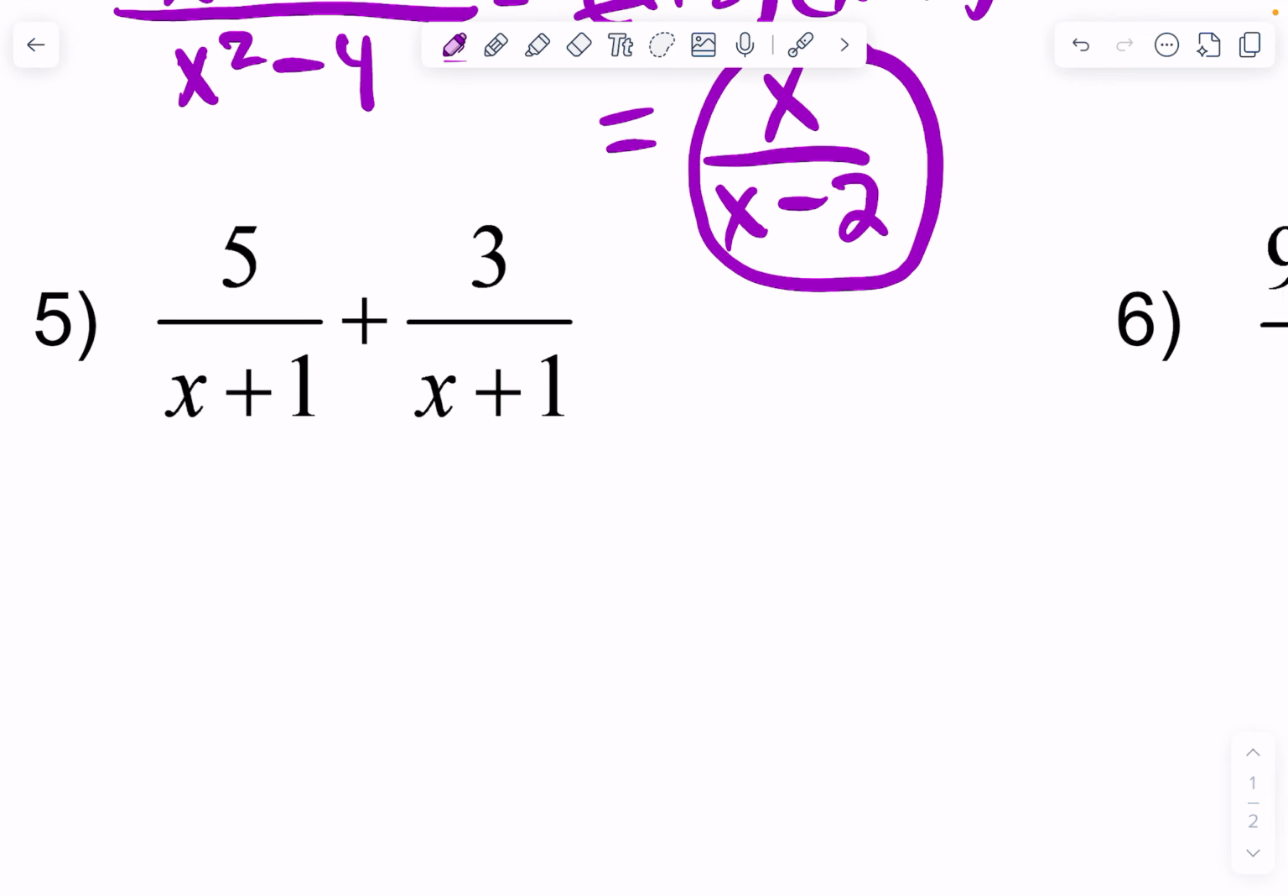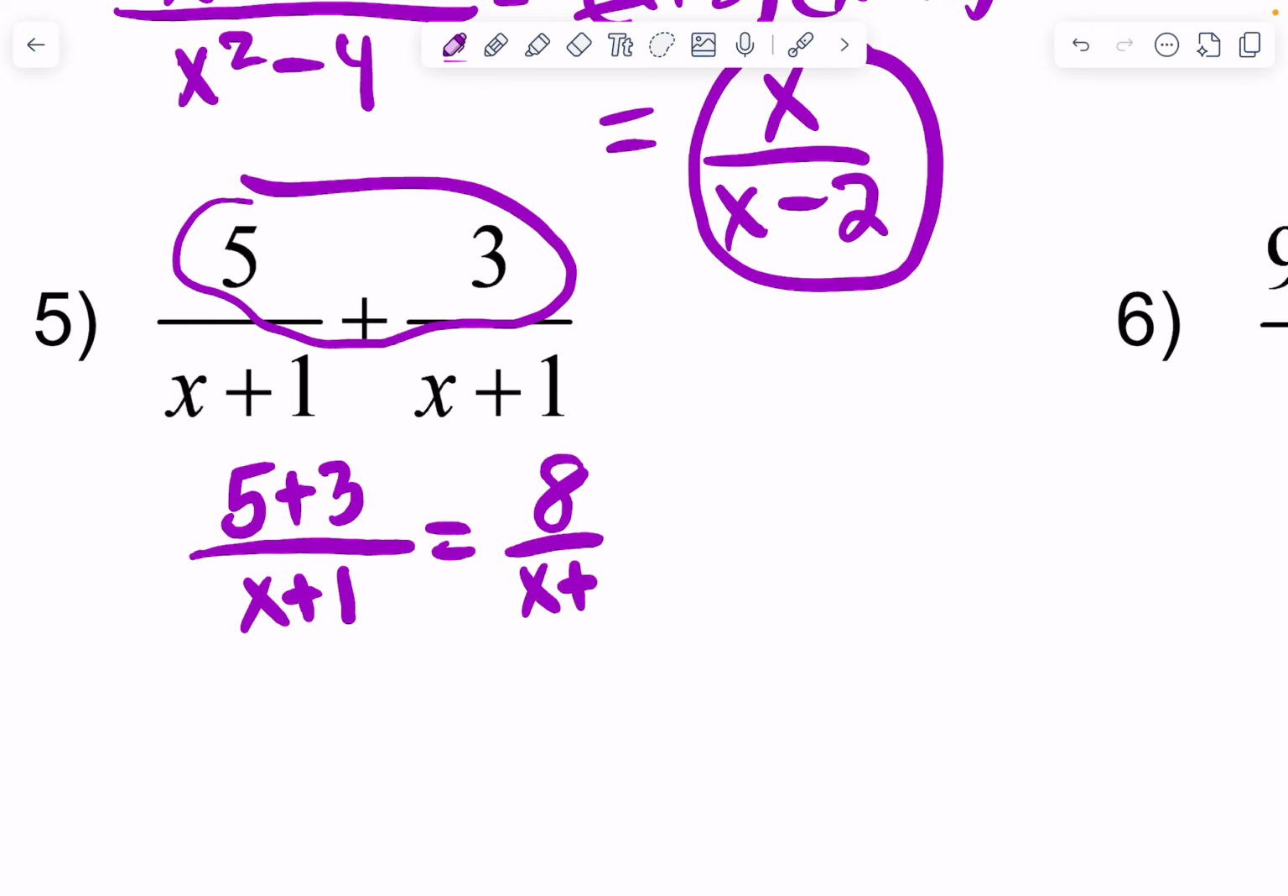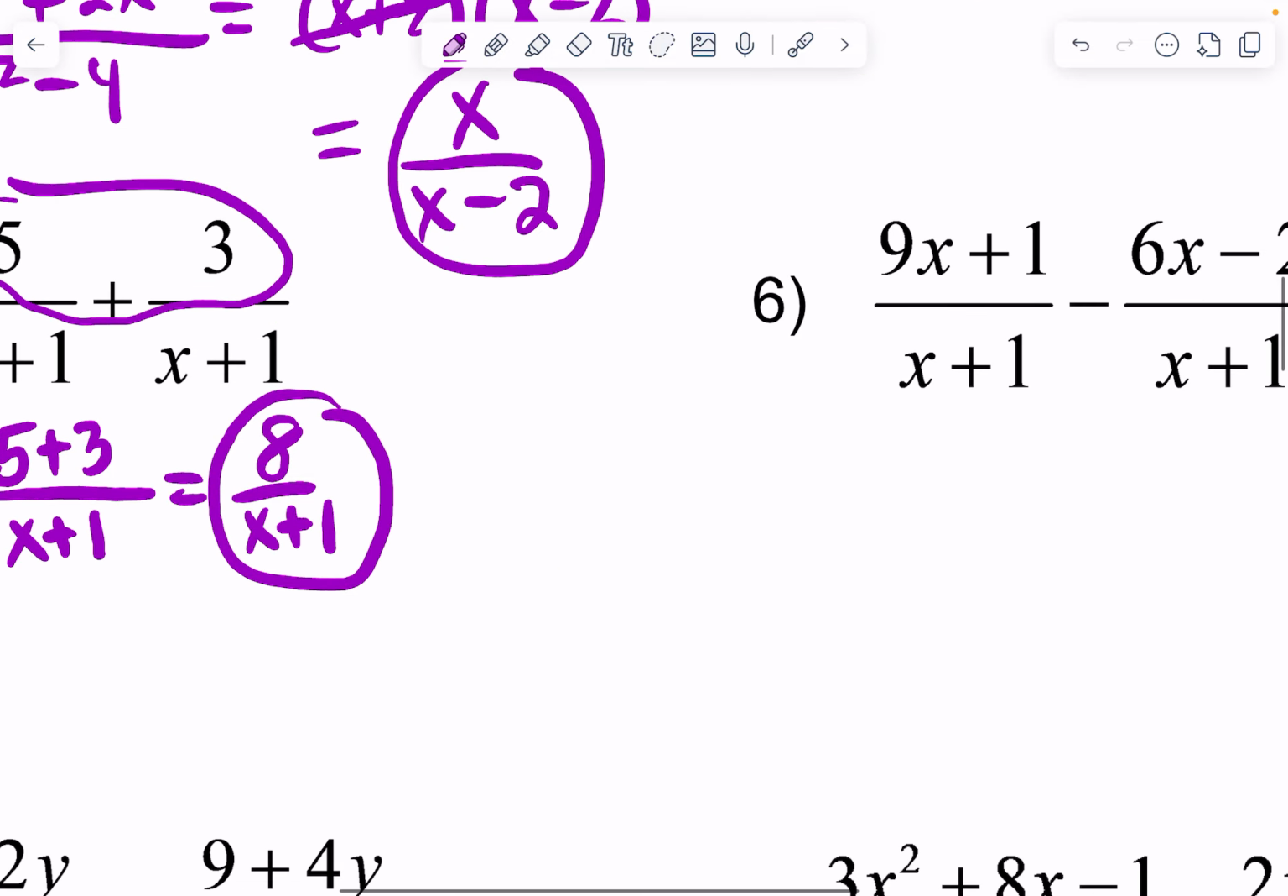5 over x plus 1 plus 3 over x plus 1. Well, we're going to go ahead and add the numerators here. 5 plus 3 over the common denominator of x plus 1. That gives me 8 over x plus 1. Can't simplify that. Sometimes it's that easy.